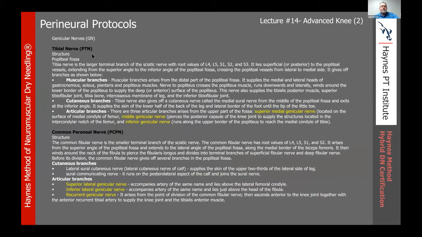These arrive either from branches of the tibial nerve. For the tibial nerve, we see the superior medial genicular nerve, the middle genicular, and the inferior medial genicular. Then coming off the common peroneal nerve, we'll see the superior lateral genicular nerve, the inferior lateral genicular nerve, and then the recurrent genicular nerve. So we're really dealing with 2 different nerve groups here.